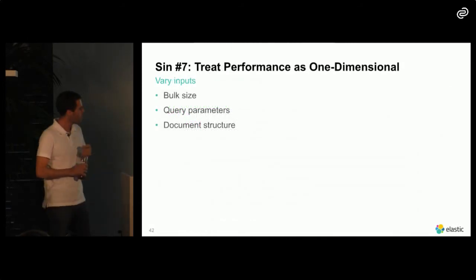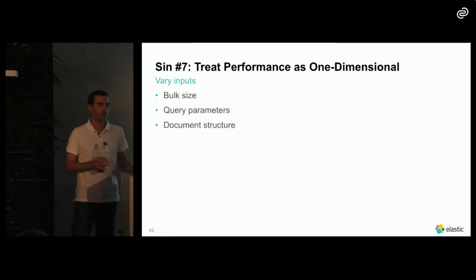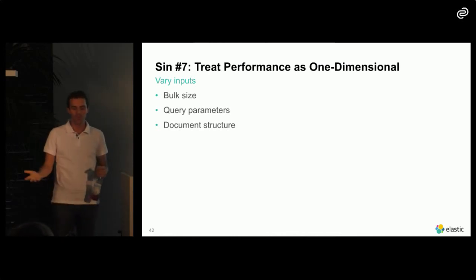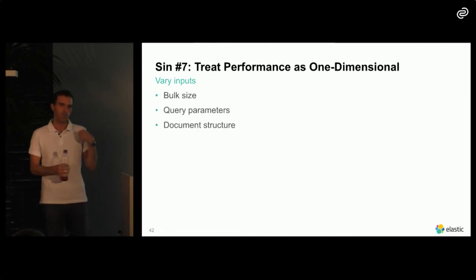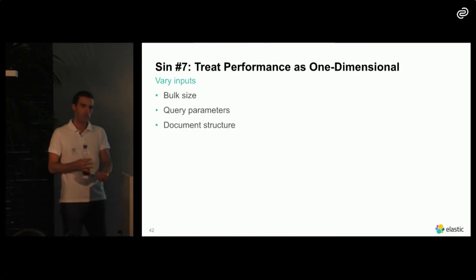Okay, seventh and last sin. You also can't treat performance as one-dimensional, especially not in our case. We can't just say, yeah, we reach throughput of 2000 documents per second. Under which circumstances? With which data? With which bulk size? Which query parameters did we use? We need to vary this, because otherwise this is useless to say.